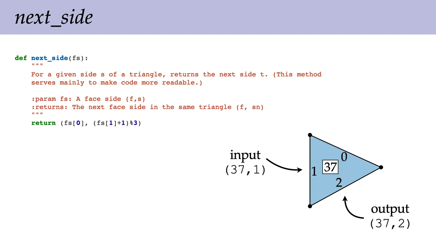And to implement this, we'll just need to return a tuple where the first element, the face element of the tuple, is the same as the face of the face side we got as input. And then the side index is just incremented by 1, but modulo 3 to make sure we wrap back around from 2 to 1. So that wasn't too bad. We'll use this as a helper function in a lot of expressions to come.